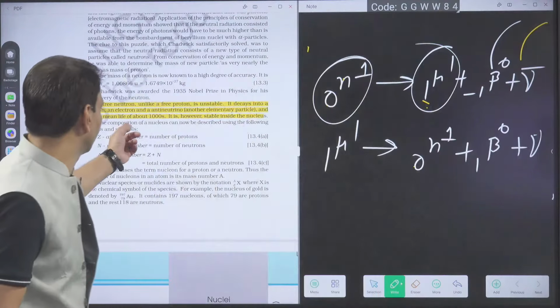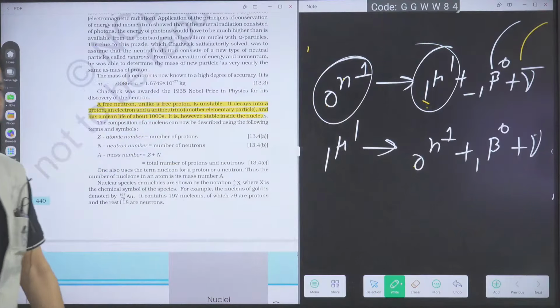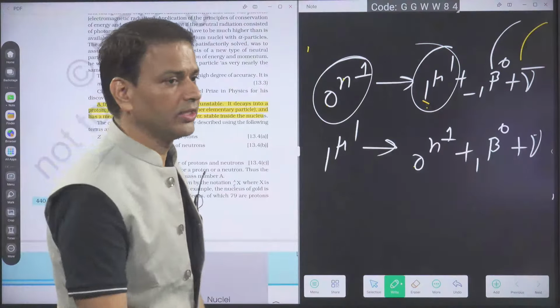This line has been given here: it is however stable inside the nucleus. So the neutron is stable inside the nucleus.